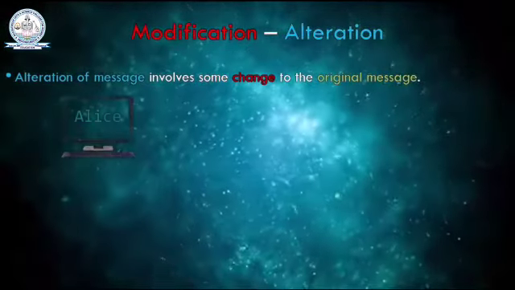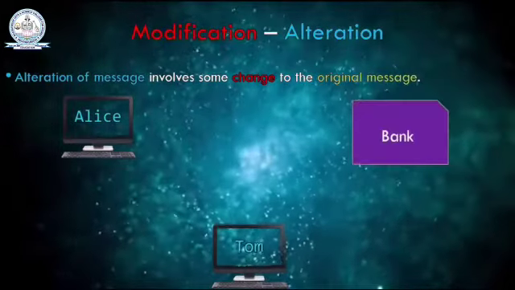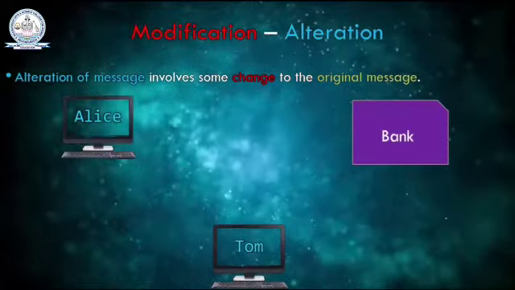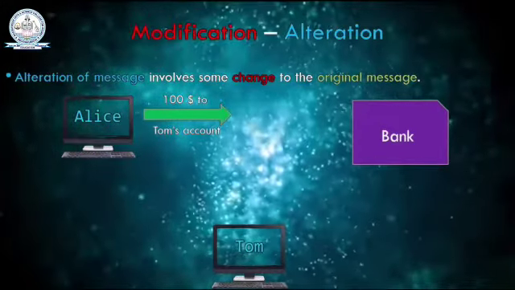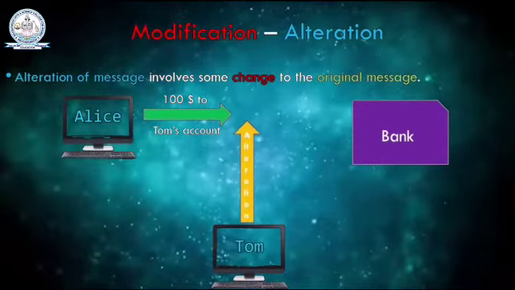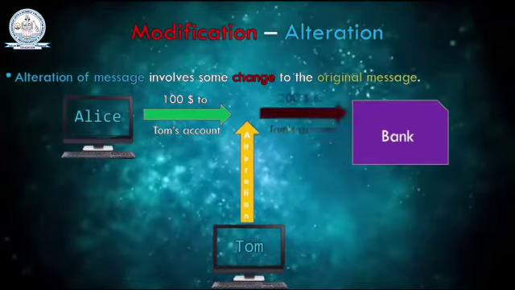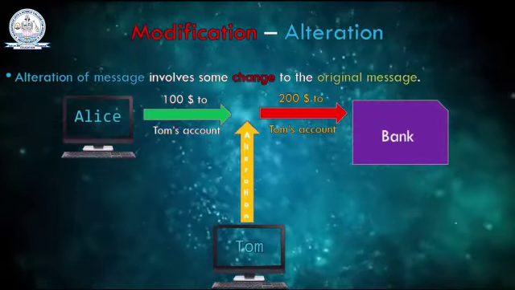We take a scenario. Alice has to transfer $100 to Tom's account through the bank. In the meantime, the attacker alters the information, changing the amount from $100 to $200, so the bank transfers $200 to Tom, though Alice did not intend to transfer this much. This is a good example of alteration.